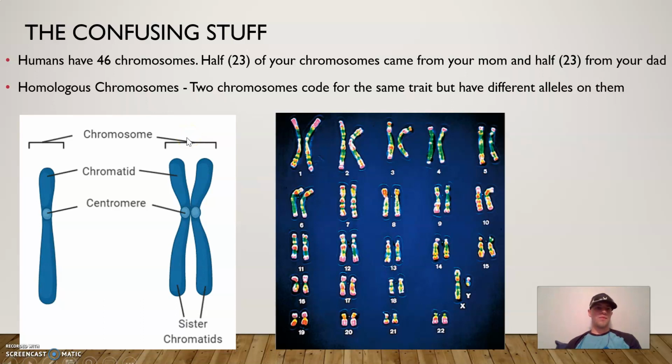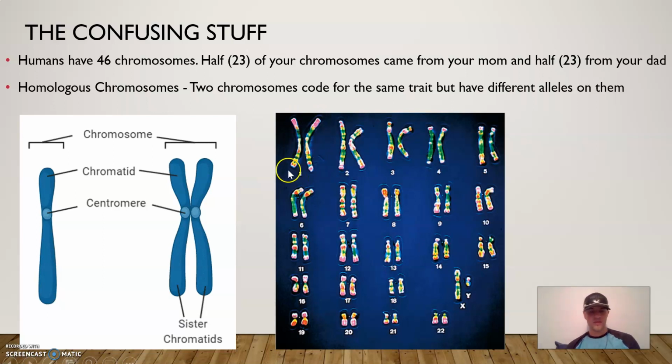Now, I make this big distinction here because we go into the confusing stuff. So every human has 46 chromosomes. All right. And so we have this thing. It's just a picture of all your chromosomes. It's called a karyotype. And so this right here is one. These are not sister chromatids. This right here is a chromosome, and this right here is a chromosome.